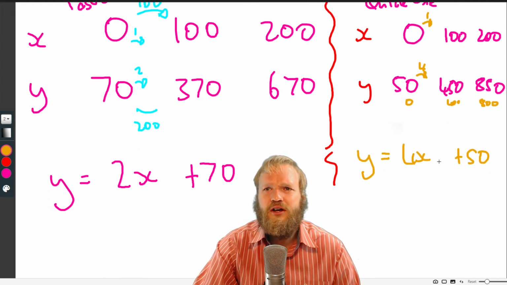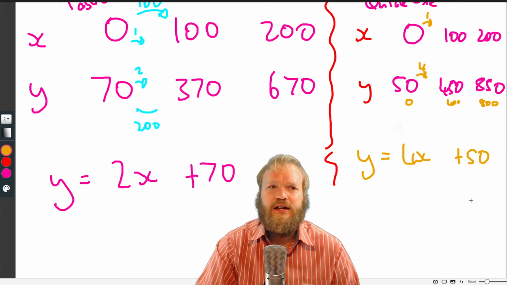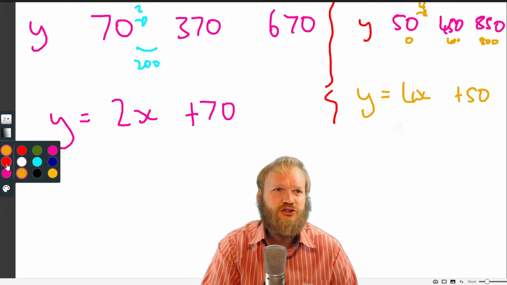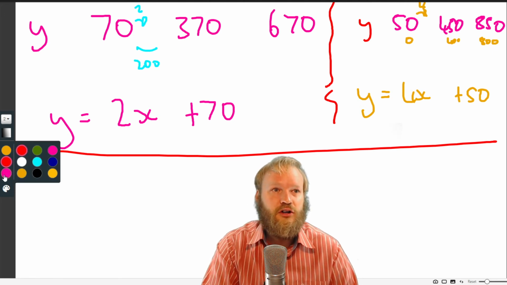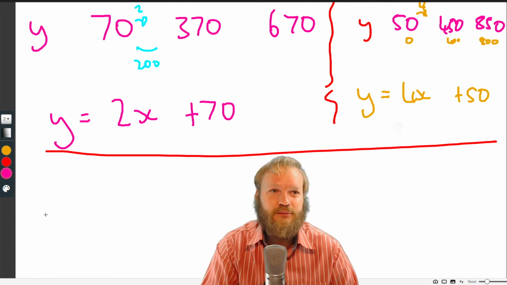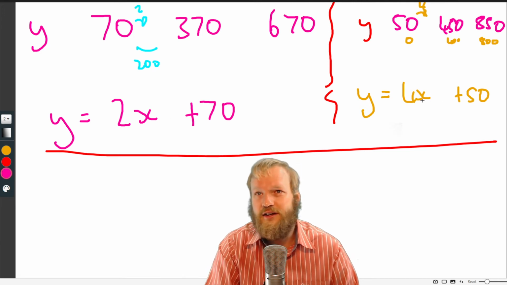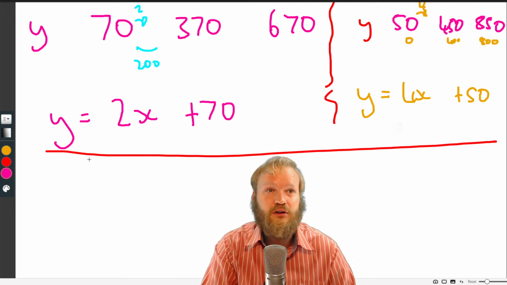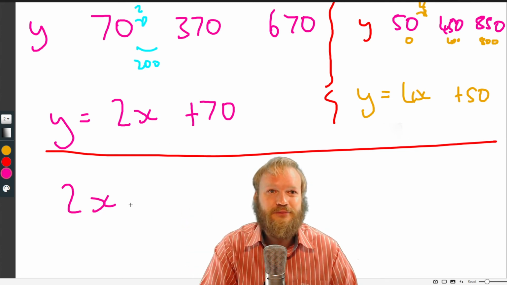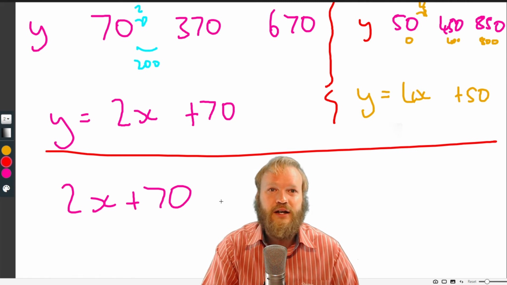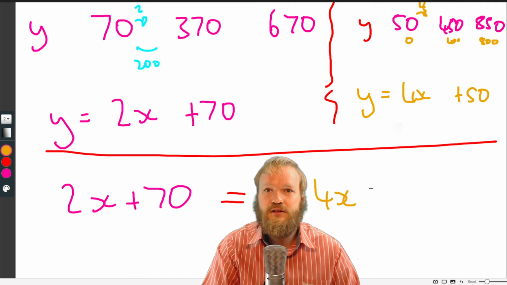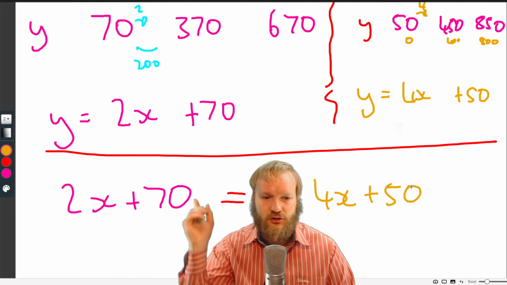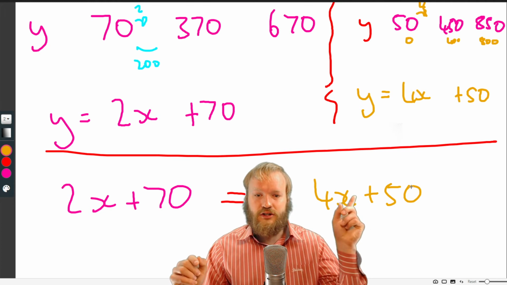Okay, and the last bit here is, sometimes we're asked to algebraically show when these two companies would cost the same. So on the one side you've got whatever this company was, this is their cost, and on the other side you've got this one. So we ask, when are those two equal? When is 2x plus 70 equal to 4x plus 50? So when is this cost equal to this cost?